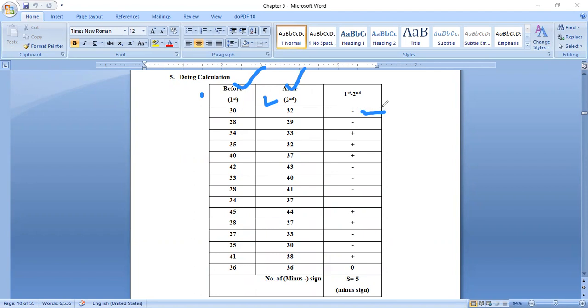28 is a big number when comparing with 29, so minus sign. 34 is a big number when we compare with 33, that is a plus sign. Again 35 is a big number when we compare with 32, it is a plus symbol. 40 is a big number when compared with 37, it's a plus sign. In this way minus, minus, minus, minus, and then plus, again plus, minus, again minus, then plus. So here 36, the same number is repeated, 36 and 36 here.